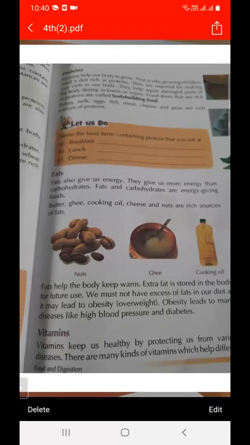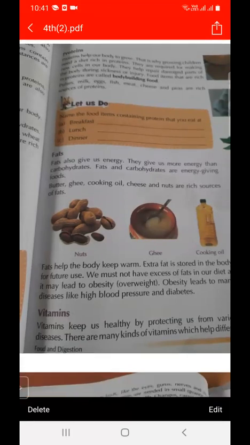And what is the function of fat? It keeps our body warm. And if we eat these items rich in fat, then extra fat is stored in our body. This leads to a disease called obesity, and it leads to diseases like high blood pressure and diabetes.